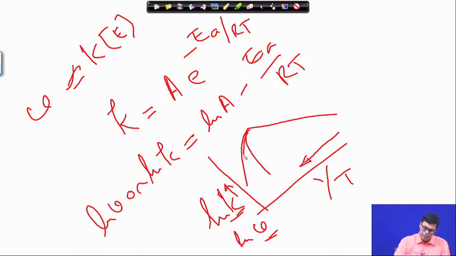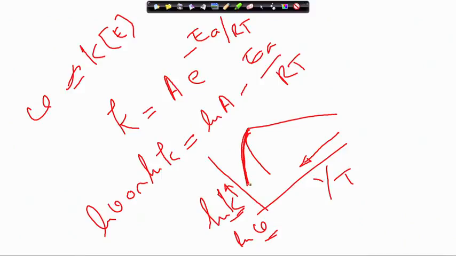They are not sharp. In the case of an enzyme, this fall will be very sharp, but in the case of inorganic catalysts like palladium and nickel, this fall will be a little bit slower. The reason is that in the case of an enzymatic reaction, the total unfolding of the protein molecule will take place, so your enzyme will lose its total activity.